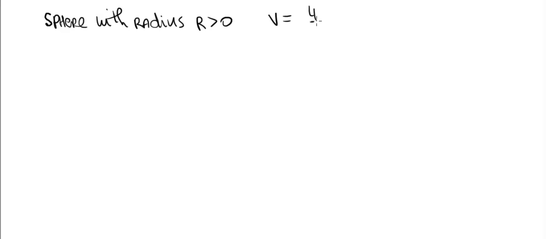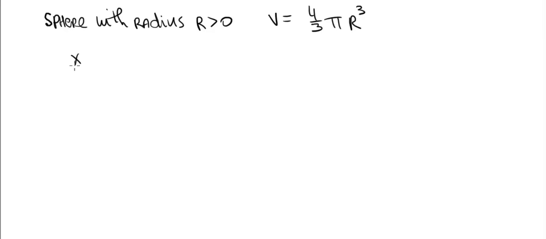In this video, we're going to show that the volume of a sphere with radius r is 4/3 pi r cubed. This is a familiar formula, but we're going to use calculus to actually derive it.